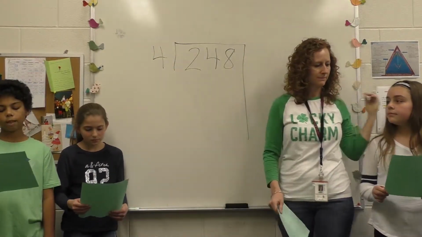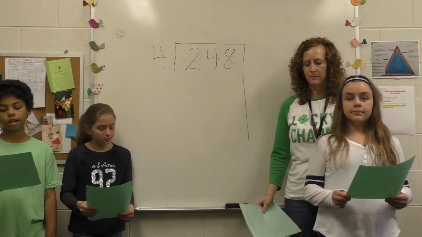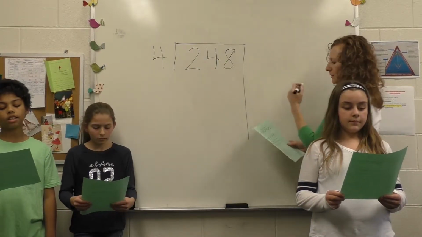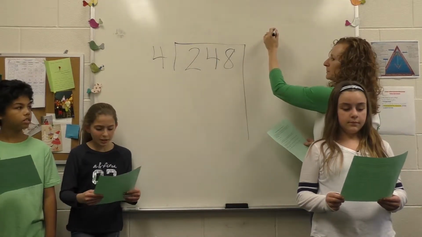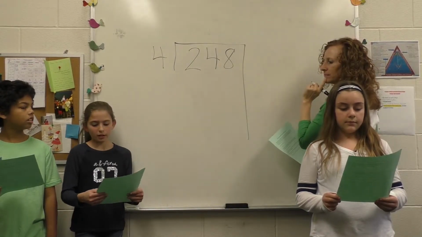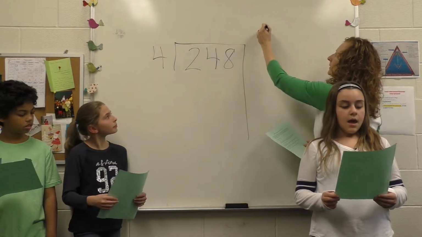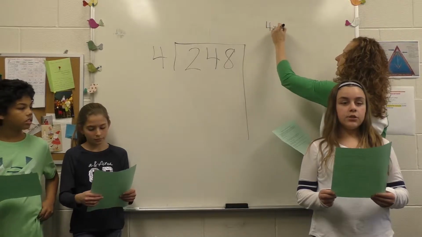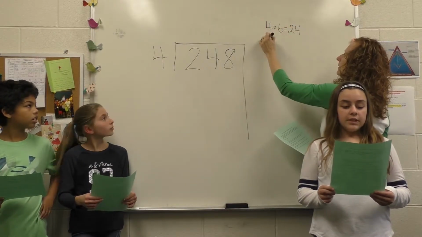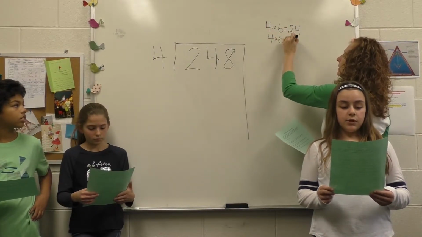Step 2. Think of basic facts to help you get as close to that number as possible. Maybe it is an extended fact, which just means we expand the fact based on increased place value. I know 4 times 6 is 24, so 4 times 60 equals 240.